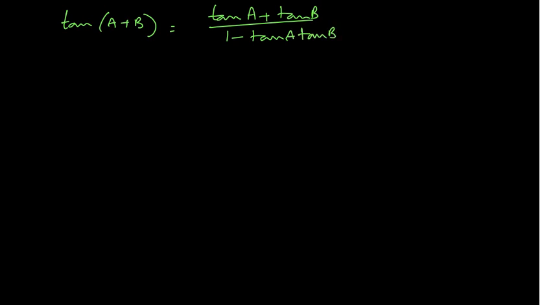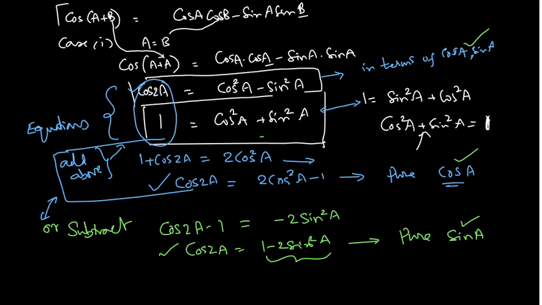Now, for the tan, we have the formula tan A plus tan B over 1 minus tan A tan B. So, case 1. Oh, we didn't do case 2 for the previous thing. We did just case 1 here, right? Yeah, we did case 1. Oh, we wanted case 2. Okay, let's go back and do case 2.